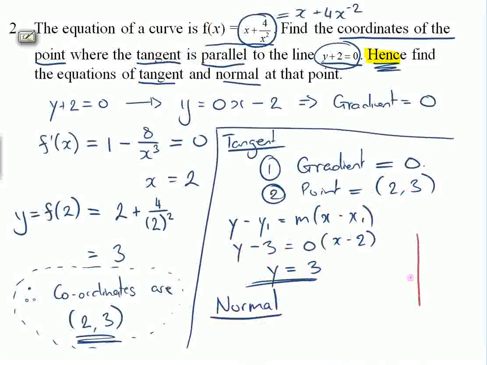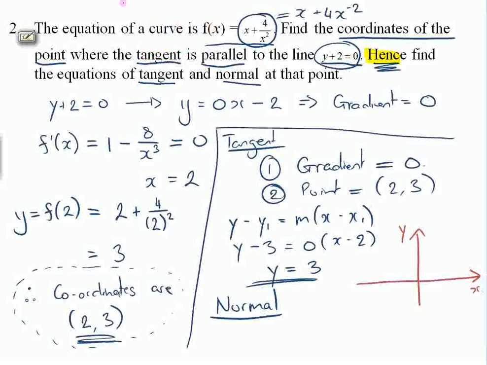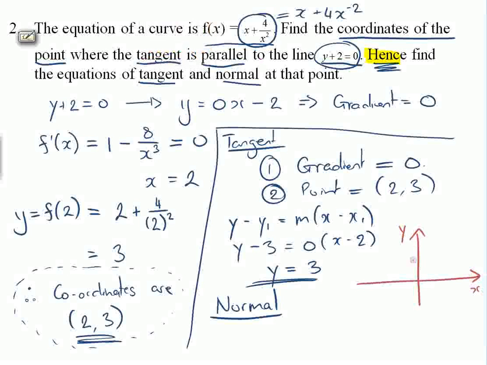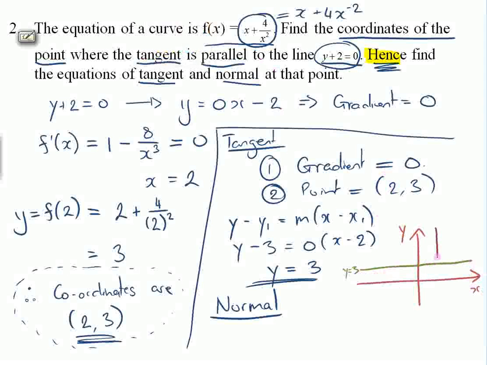So if these are my axes, as such, and let me label them, y and x, right? And I've got my tangent shown here in green, right? This is my tangent, y equals 3. What do I know about my normal? Well, the normal is going to be perpendicular to it, right? And what's perpendicular to a horizontal line? Well, it's a vertical line. So now my normal is going to look like this, a vertical line, at right angles.